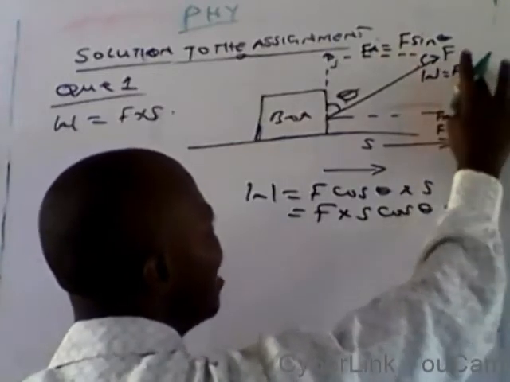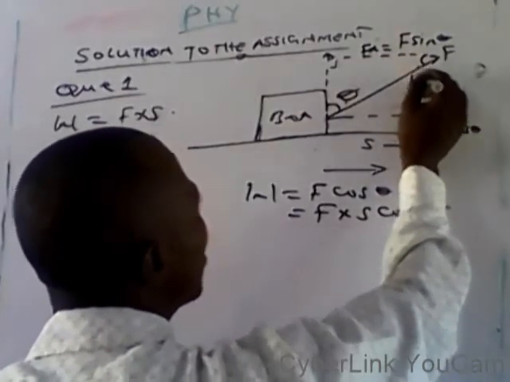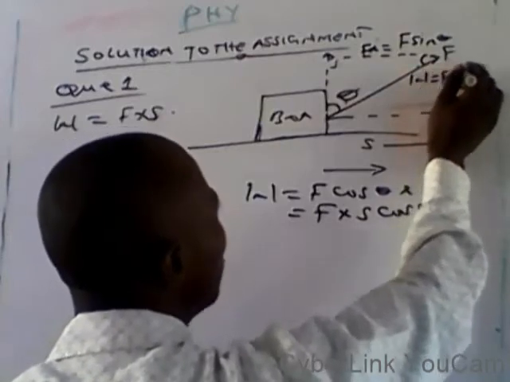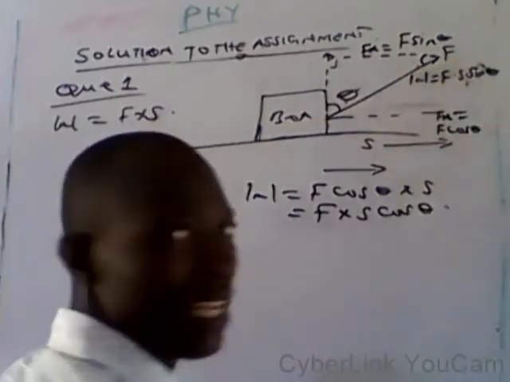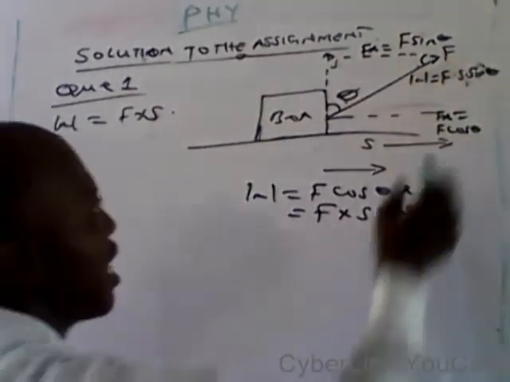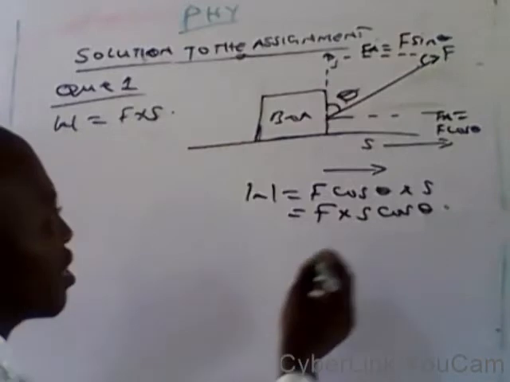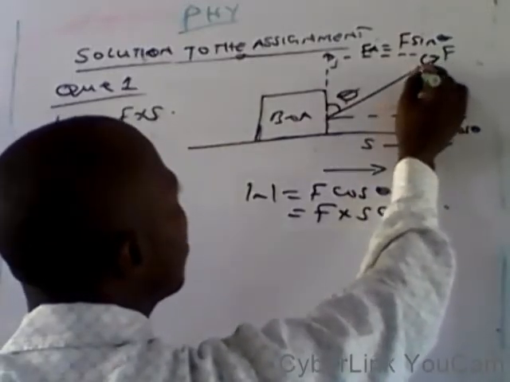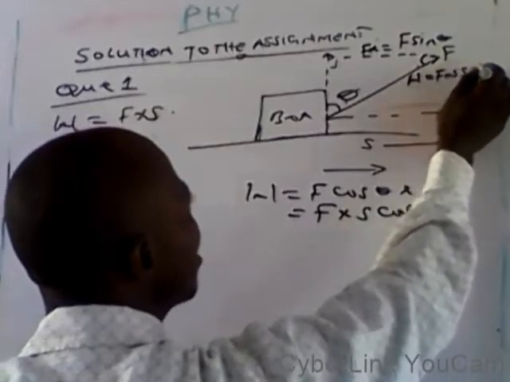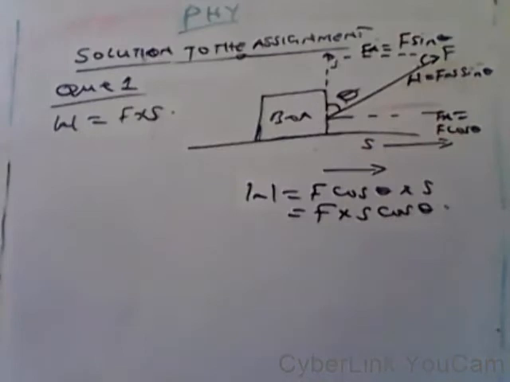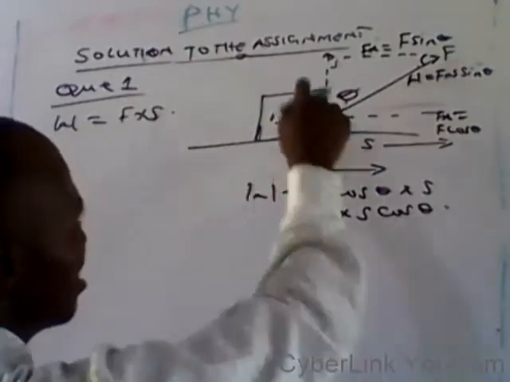Fs sine theta. F times s sine theta. Work done equals F times s sine theta. Now, that is for when the angle of inclination of F is to the vertical.